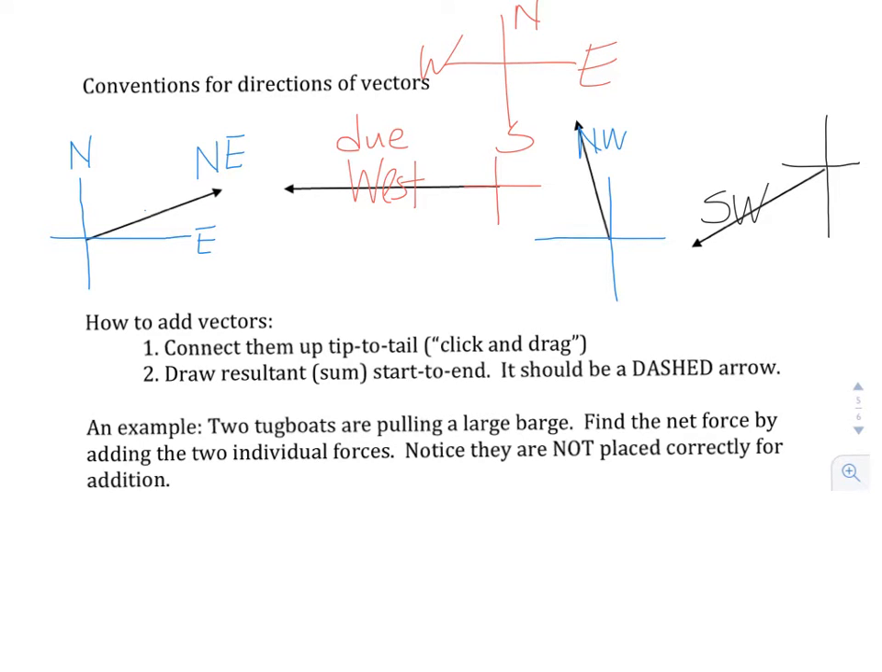Now, if we are going to add up vectors, there's a way that we're going to do that. You always have to connect them tip to tail or head to tail. So if you're going to draw an arrow and add another vector to it, you would add it in this type of fashion, where they're all tip to tail. If you take a look and scroll down a little bit to the next part, we will do this example of the two tugboats that are pulling a large barge.